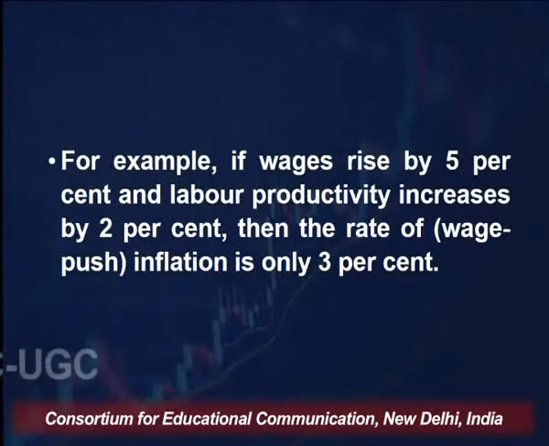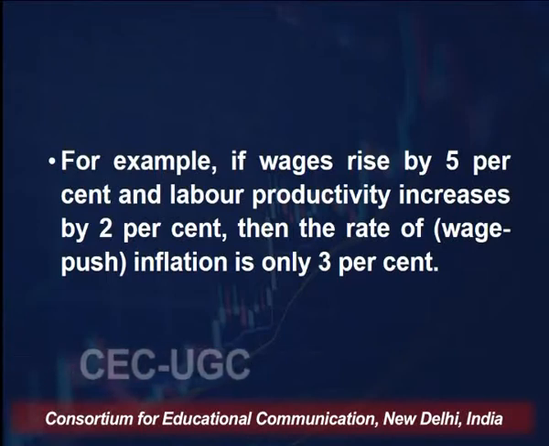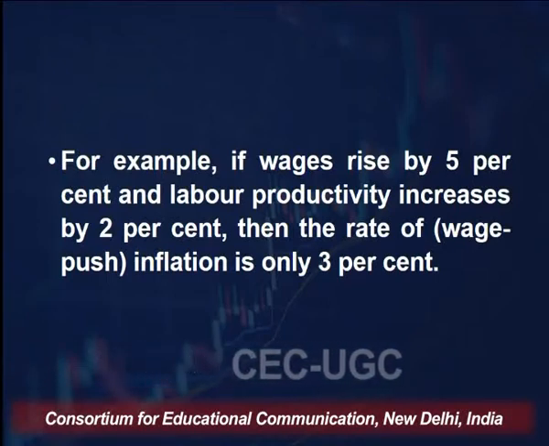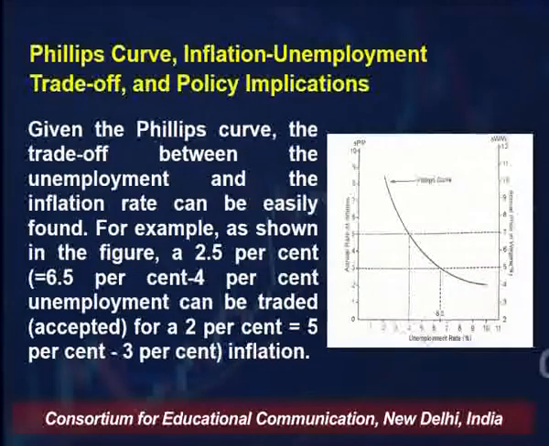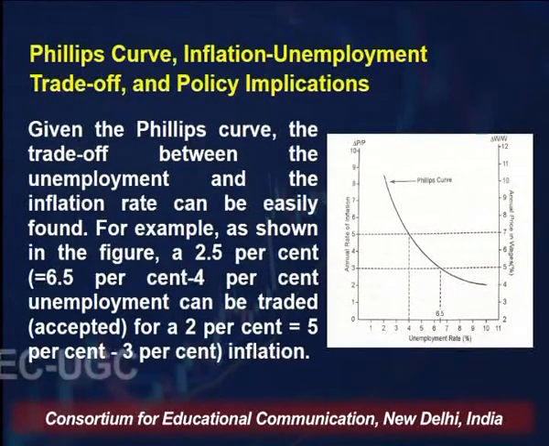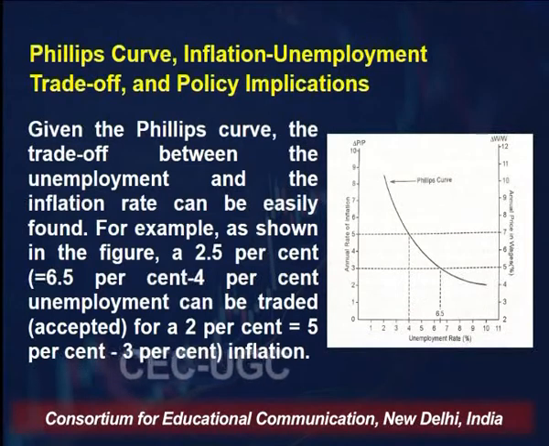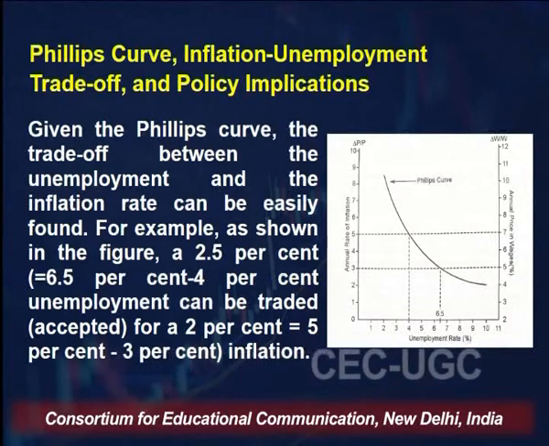For example, if the wage rate rises by 5% and labor productivity increases by 2%, then the rate of inflation is only 3%, and that you can see in the diagram, which shows the relationship between the inflation rate and the unemployment rate. So given the Phillips curve, the trade-off between unemployment and the inflation rate can be easily found.